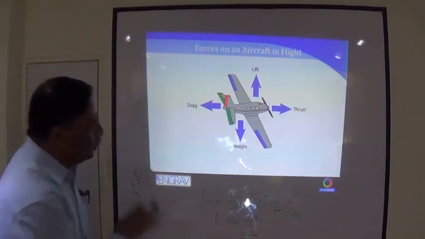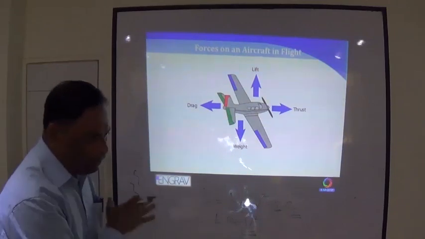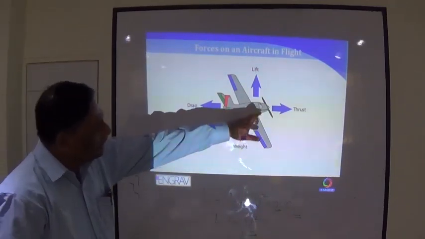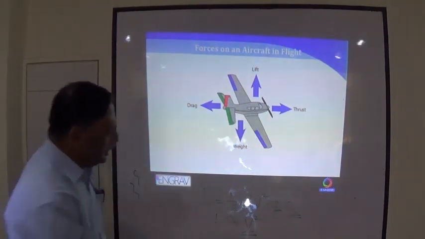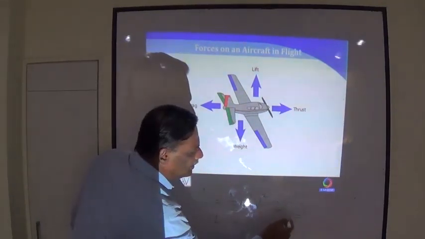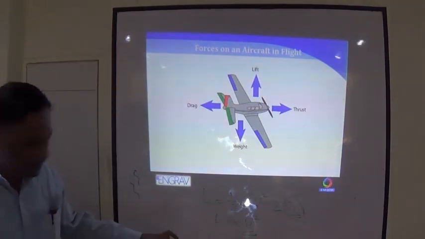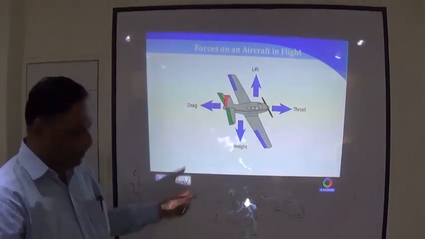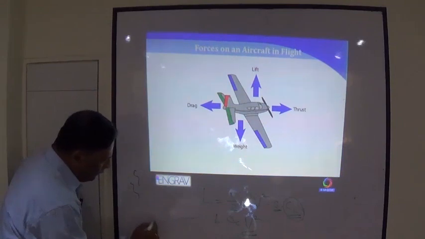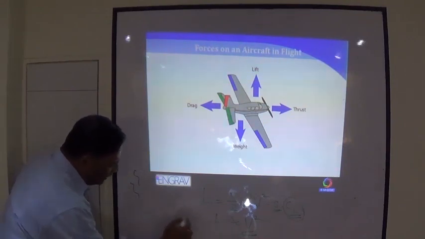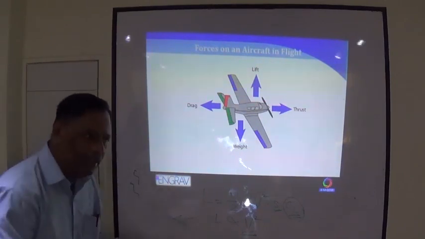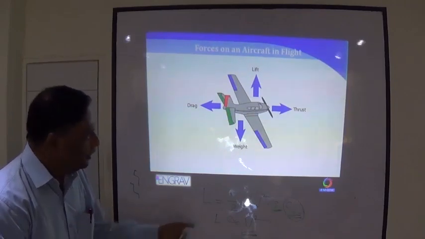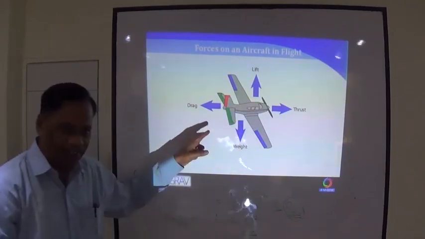So whether you are going for a short takeoff or a long takeoff, at some point you start feeling the lift and you start increasing the CL, the coefficient of lift. That means you increase the angle of attack. If this is the wing cross section, and this is the airflow which is coming in, and I increase this, I create an angle of attack. Then the lift further increases.